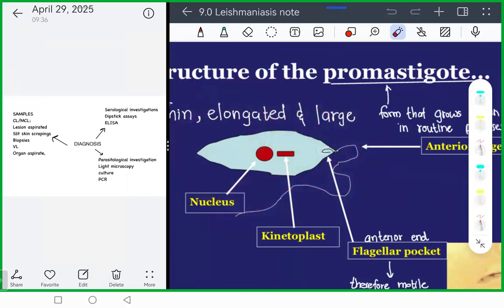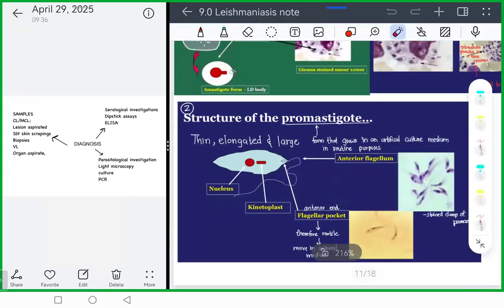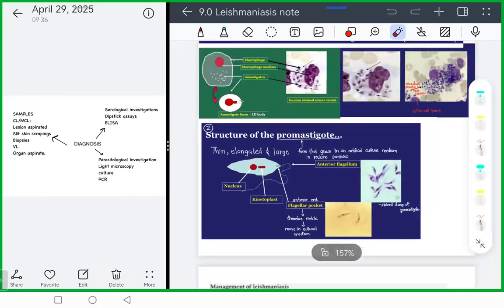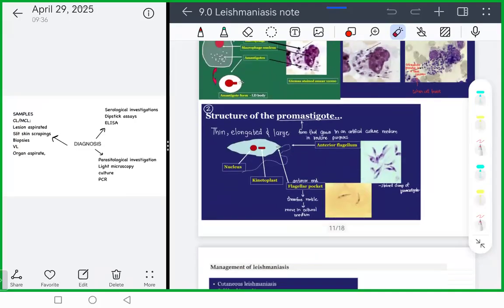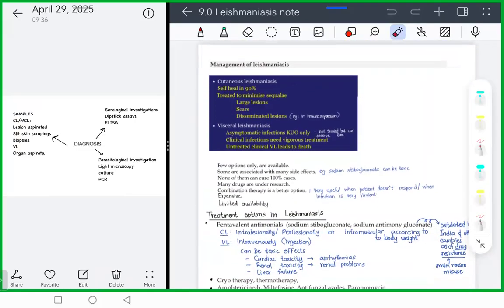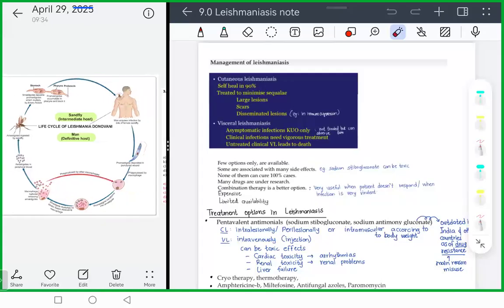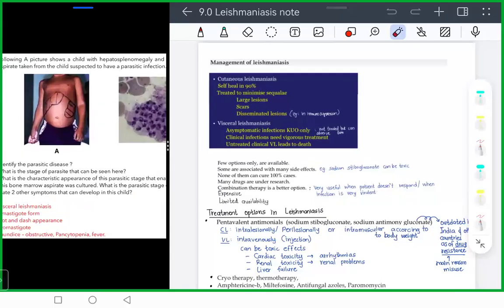Those are motile, as we discussed before, and this can be seen in the culture media, as an example, NNN medium, Novy-MacNeal-Nicolle medium. So detection of these promastigotes helps to confirm the diagnosis in the lab. And in the fifth question, they are asking to state two other symptoms that can be developed in this case.